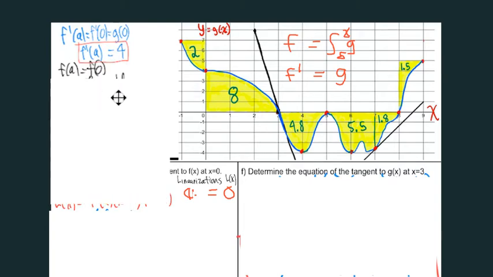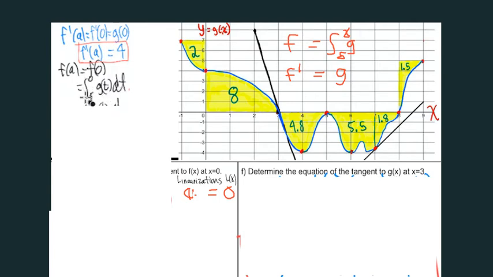Okay, next thing. I have to find f at a. What's the y value? Well, f at a is just going to be f at 0. What's the relationship? It's right there. Okay, the relationship is there for f. For f prime, I read g. For f, I have to integrate g. So it's going to be the integral from 5 to 0 of g of t dt.